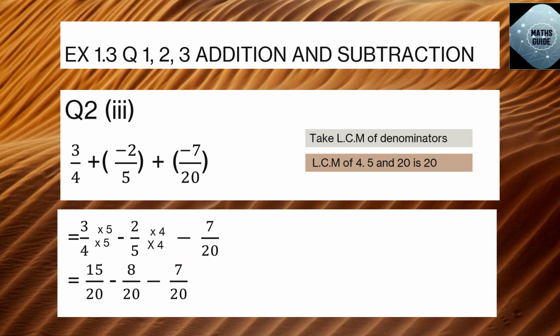Now the fractions we got are 15 by 20 minus 8 by 20 minus 7 by 20. Now we will subtract them step by step. First of all we will subtract 8 from 15, then from the answer we will subtract 7, and the final answer will be 0 by 20, which means 0. Very easy question.